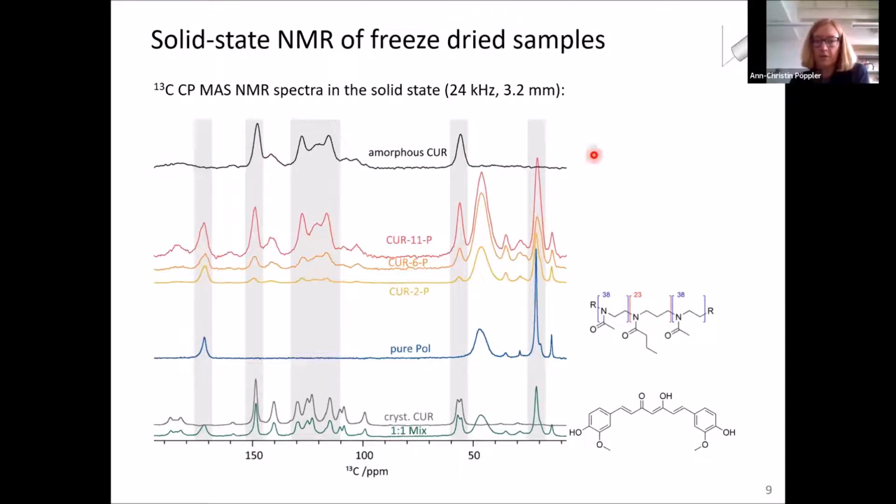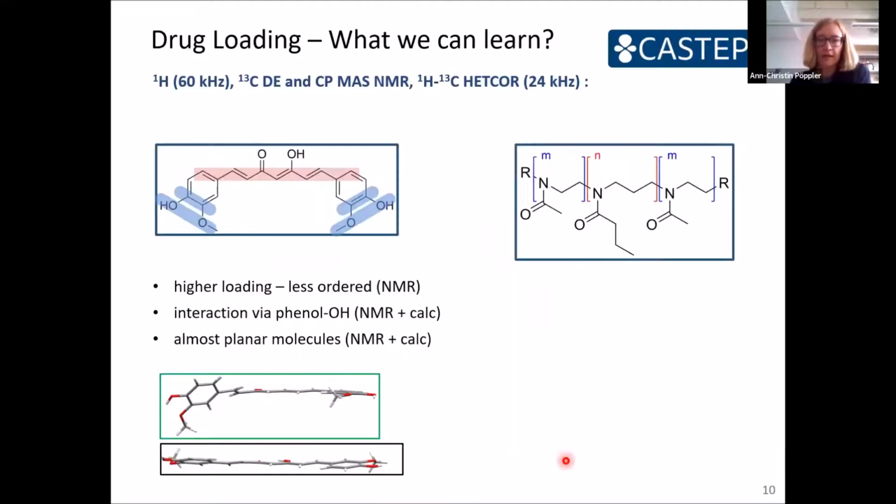And you can also see from the exemplary one at the top that the spectra are more similar to amorphous curcumin than they are to the crystalline compounds. And this is also confirmed by X-ray diffraction. So we have throughout the whole measurement also nothing induced by MAS. We have an amorphous sample, and it can be stored in the solid form for multiple years without crystallizing. So let's take a look at what we can actually learn from the measurements. And we didn't just do the carbon data that was shown on the previous slide, but also proton data at slightly faster MAS.